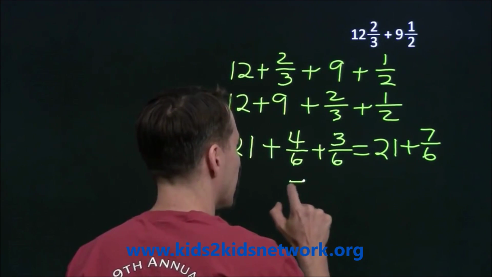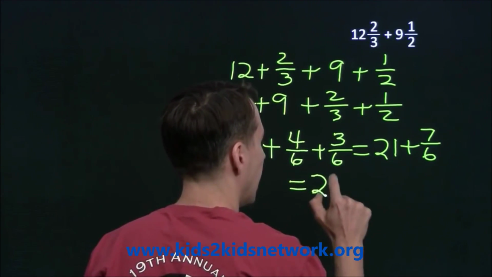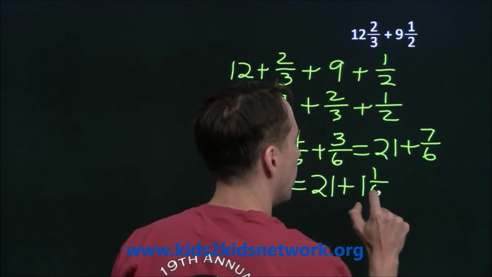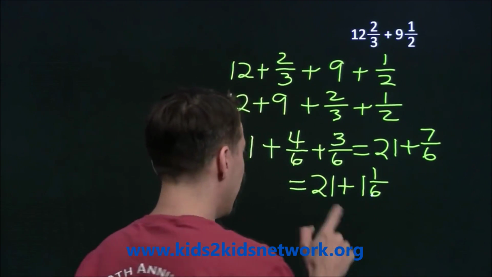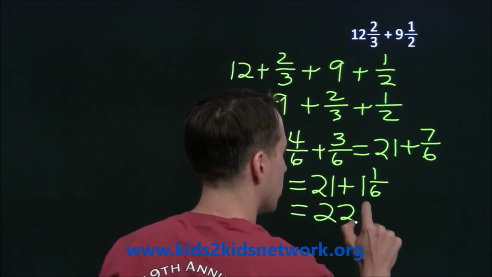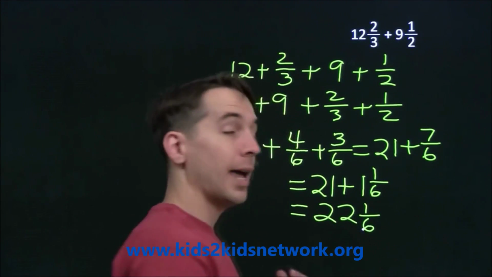What I can do here is I can take that 7/6 and write it as a mixed number. 7/6 is just 1 and a 6th. Now we see how to add these up. 21 plus 1 and a 6th, well, that's just 22 and a 6th. And we're done.